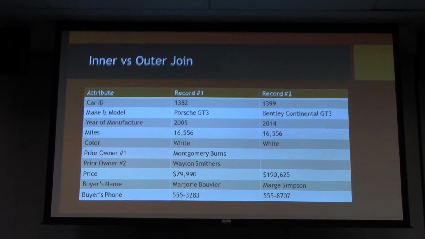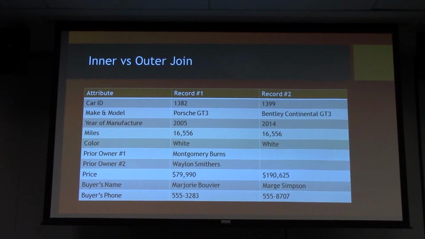But let's say you wanted to get a complete list of cars, and not only the ones who had prior owners, but the ones who didn't have prior owners. If you do your join on the prior owner field, you would have to do an outer join to make sure that it would get the records where there was no prior owner in that second table.